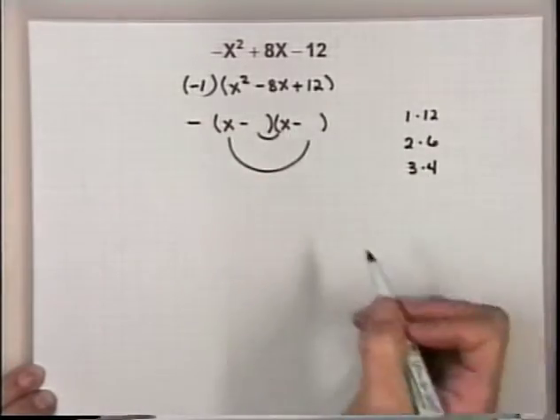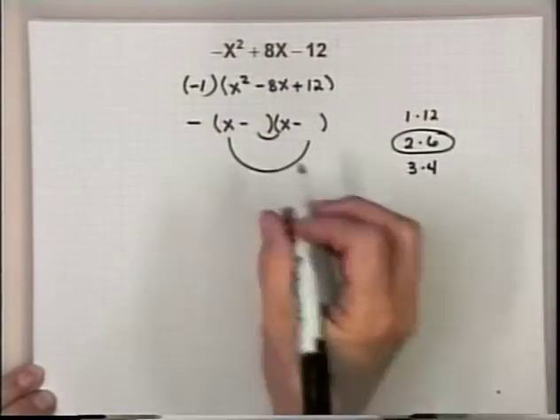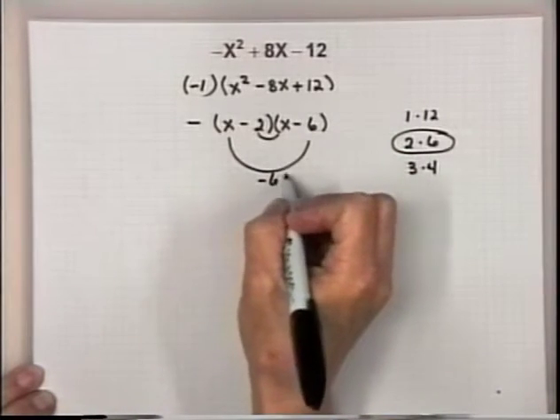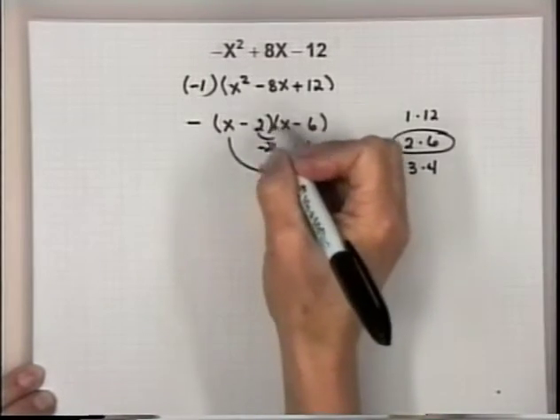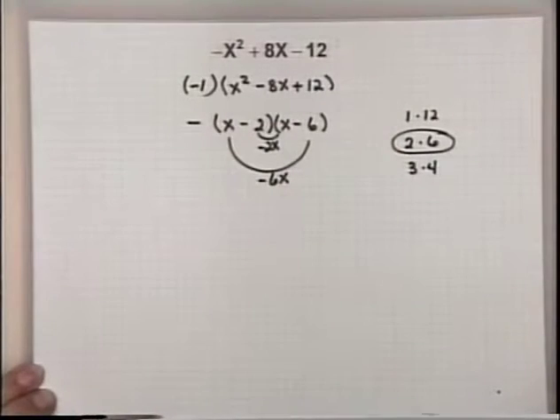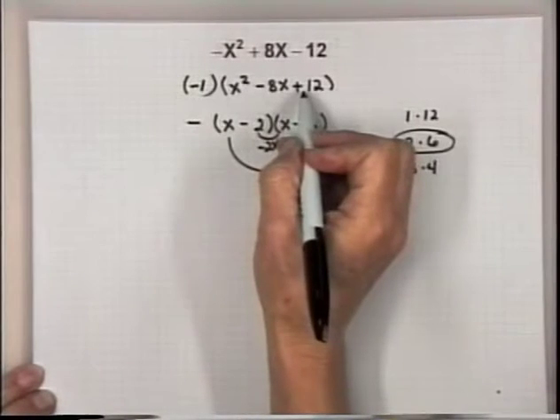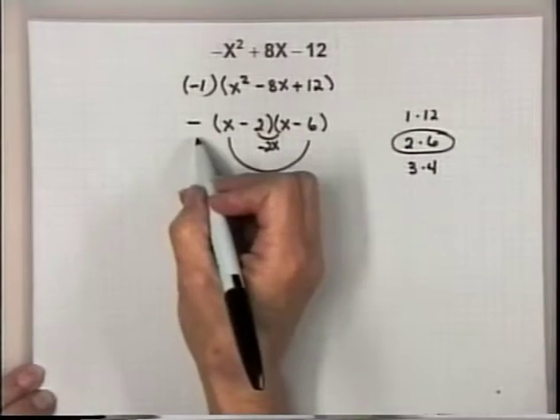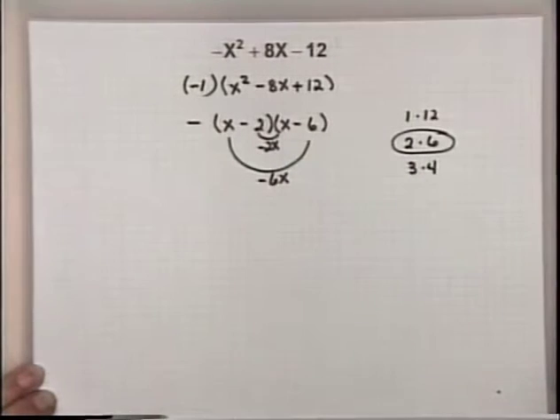With like signs, we need to add to 8. That suggests using the 2 and the 6. Let's try that. Our outside product here is negative 6x. The inside is negative 2x, which does add up to our negative 8x in the middle. And we have negative 2 times negative 6 is positive 12. So our factors then are x minus 2 times x minus 6.